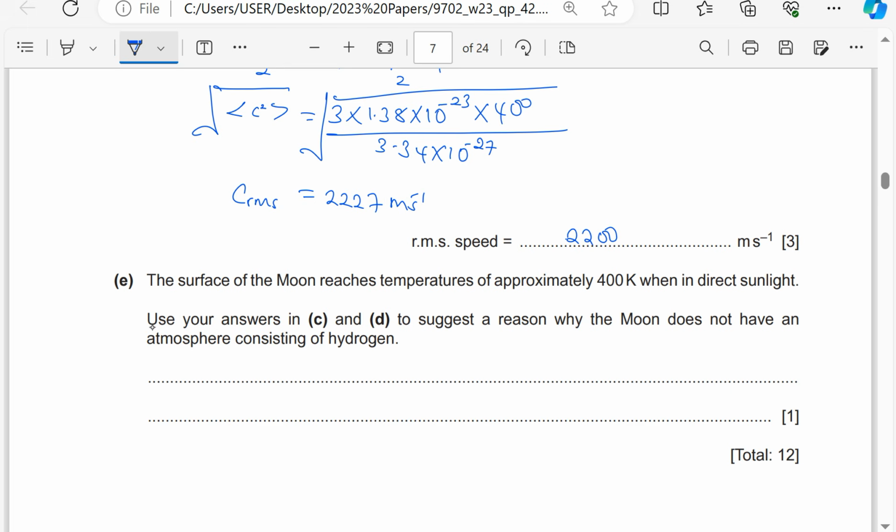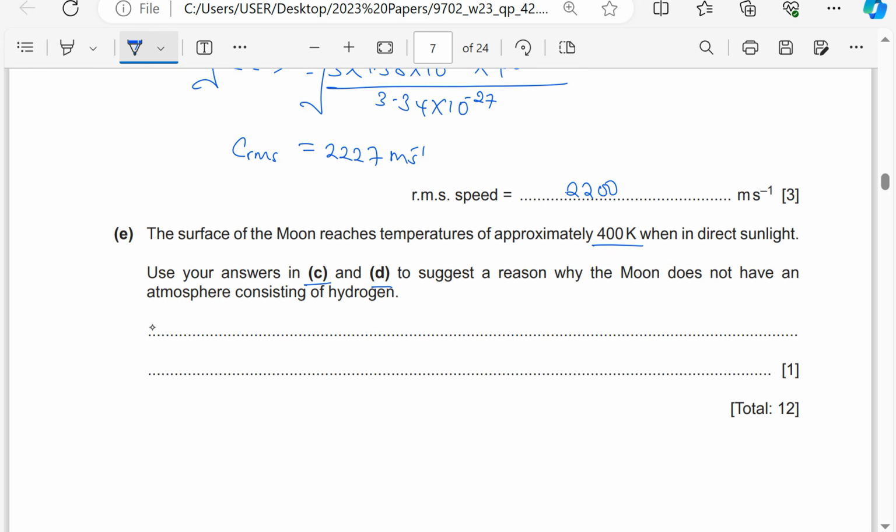The surface of the moon reaches a temperature of approximately 400 Kelvin when in direct sunlight. Use answers in C and D to suggest a reason why the moon does not have an atmosphere consisting of hydrogen. So look at this speed. Because the root mean square speed is like the average speed, it means molecules can have speeds higher than this. Some molecules have speeds higher than this, so most of them can always escape.